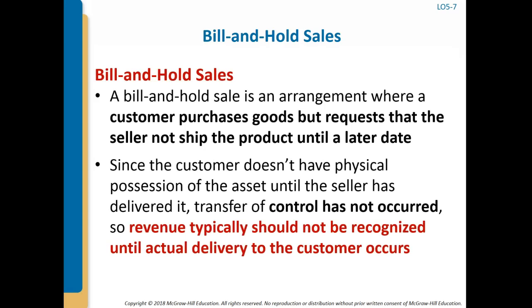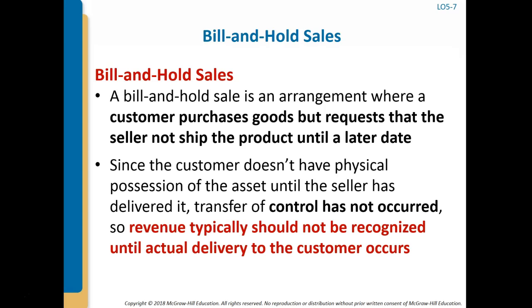So a bill and hold arrangement exists when a customer purchases goods but requests that the seller retain physical possession of the goods until a later date. For example, a customer might buy equipment and ask the seller to store the equipment until an installation site has been prepared. The physical possession indicator normally overshadows other control indicators in a bill and hold arrangement.